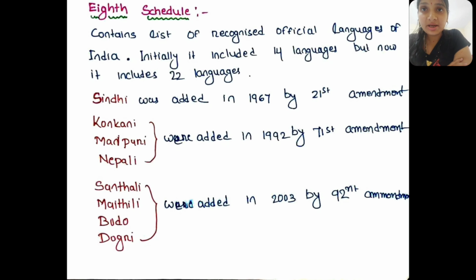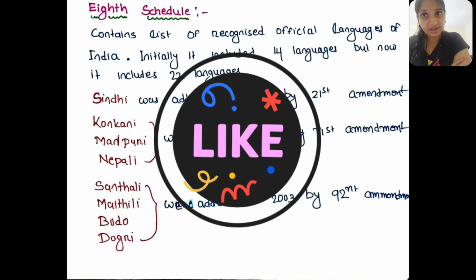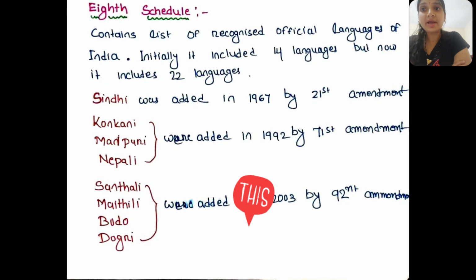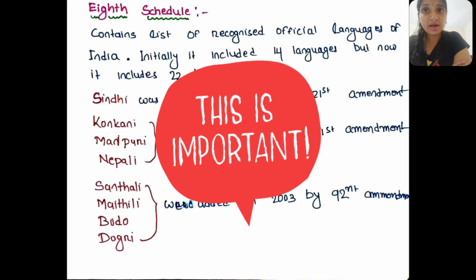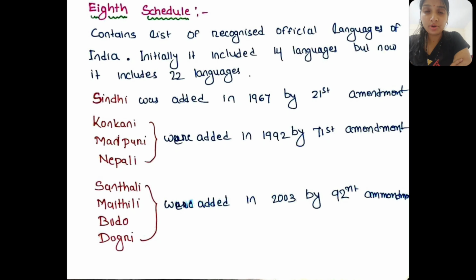Then comes the eighth schedule. It contains the list of recognized official languages of India. Initially, it included 14 languages, but now it includes 22 languages. The Sindhi language was added in 1967 by the 21st Amendment. Then Konkani, Manipuri, and Nepali were added in 1992 by the 71st Amendment. Then Santali, Maithili, Bodo, and Dogri were all added in 2003 by the 92nd Amendment.